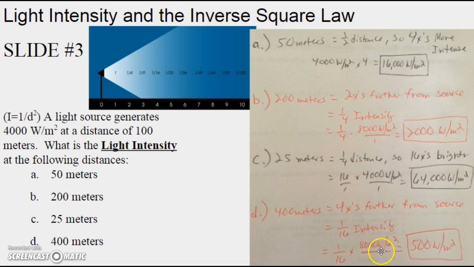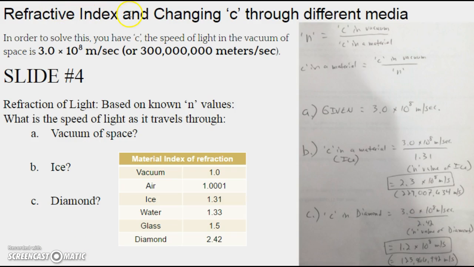It's going to be 1/16 of 8,000 watts per meter squared, so it's going to be 500 watts per meter squared at 400 meter distance. Here I can look at the refractive index and changing the speed of light through different media.